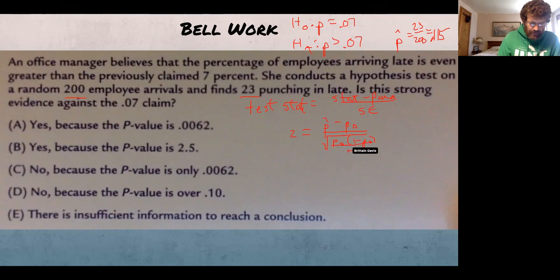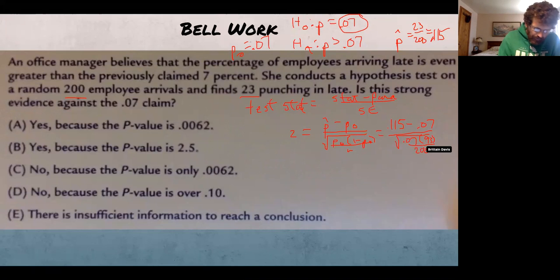So that's 0.115 minus our p sub naught, which is the assumed one right here, 0.07. Maybe it's a good idea to actually write that out somewhere: p sub naught equals 0.07, so there's no confusion. Now we're going to divide that by the square root of 0.07 times 0.93 divided by the sample size of 200. And now we can go through and do that calculation to get our z statistic.